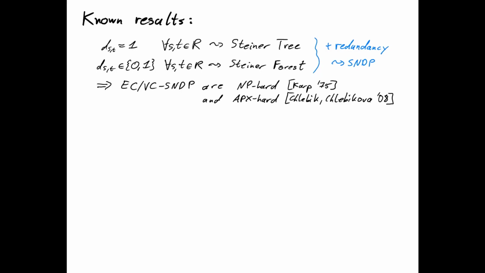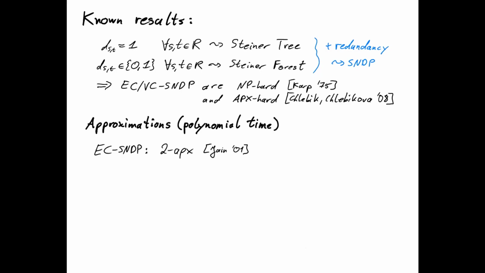And what do we do now? Well, we can, for example, approximate these problems. And in fact, SNDP has been studied quite heavily from the approximation side. So for edge connectivity SNDP, we get a 2-approximation. It's a famous result by Jain using iterative rounding.